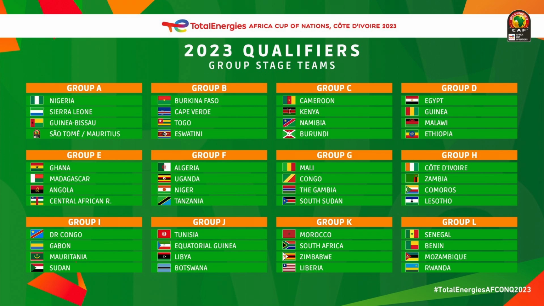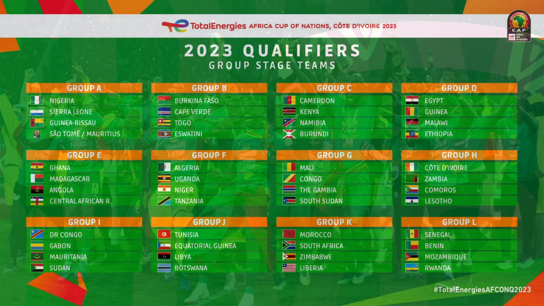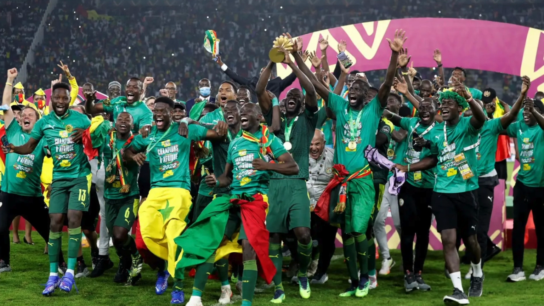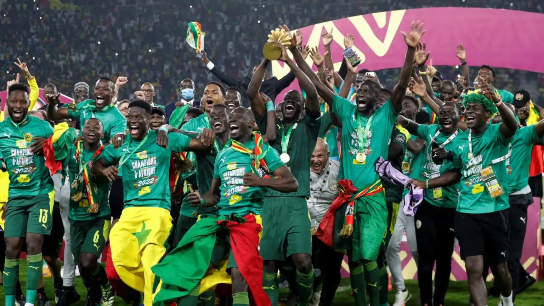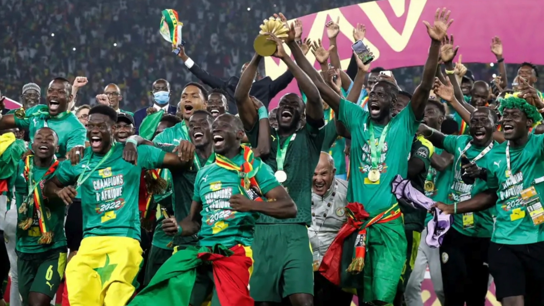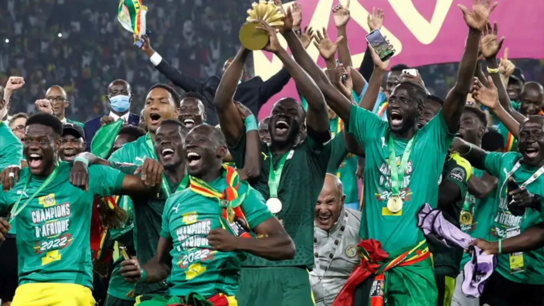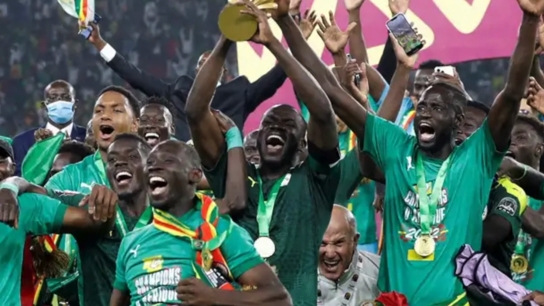This is an example of the qualifying groups for the 2023 Africa Cup of Nations. Everybody plays the other teams in their group twice, once at home and once on the road, and the top 2 countries from each group advance to the final tournament. From there, we have our remaining 24 nations who compete at the Africa Cup of Nations, an event that typically lasts a month and is played in January or June, depending on the climate of the host nation.